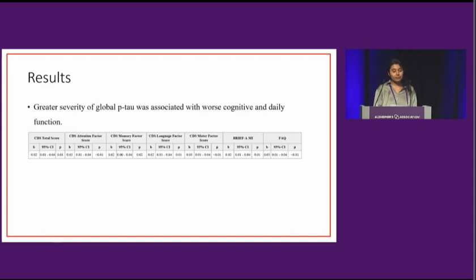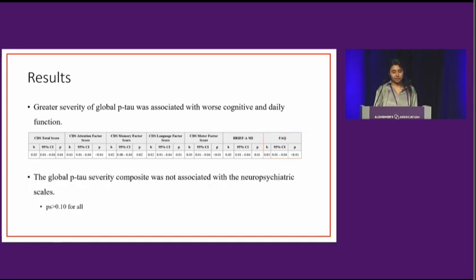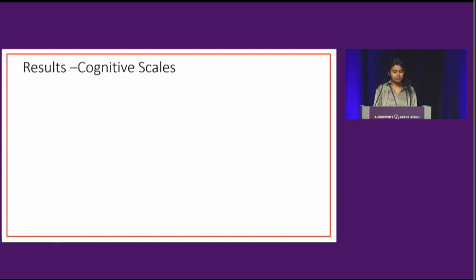And then what we found was that greater severity of global p-tau was associated with worse cognitive and daily function. We can see that because higher global p-tau was correlated with higher scores on the Cognitive Difficulty Scale for the total score, and the other factor scores for attention, memory, language, and also motor. It was also associated with higher scores on the BRIEF-A Metacognitive Index, and higher scores on the FAQ as well. But greater p-tau severity was not associated with any of the neuropsychiatric scales.